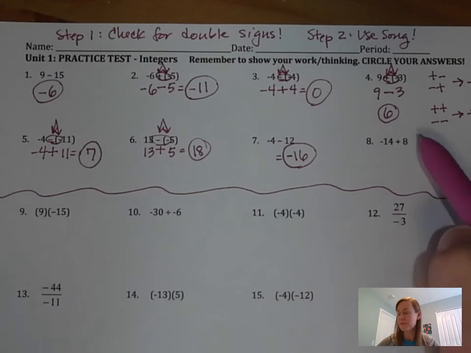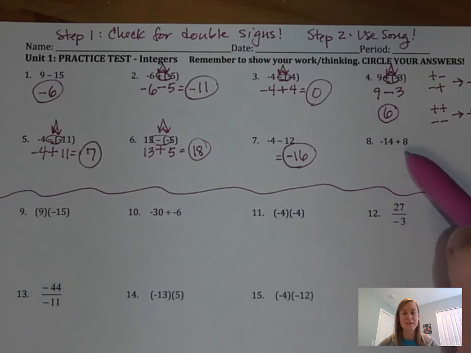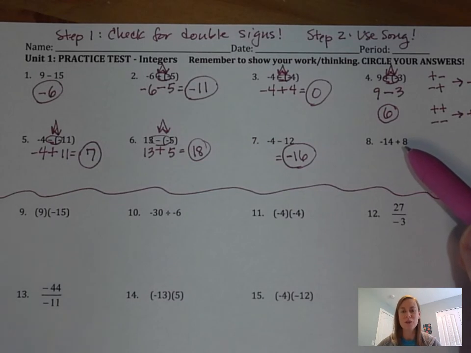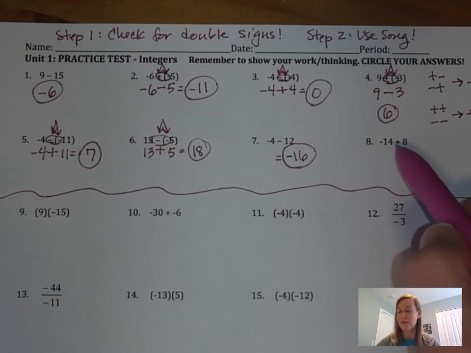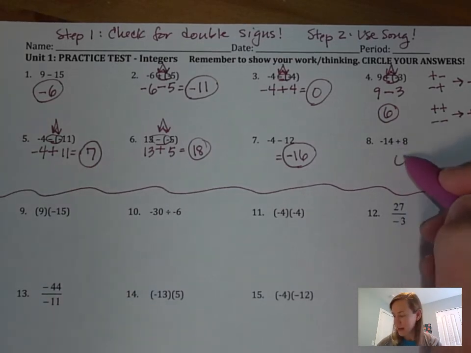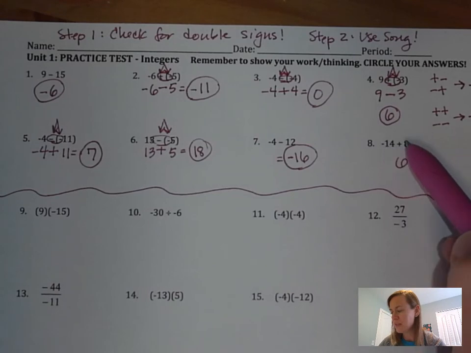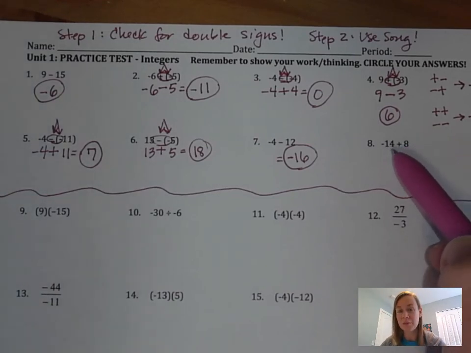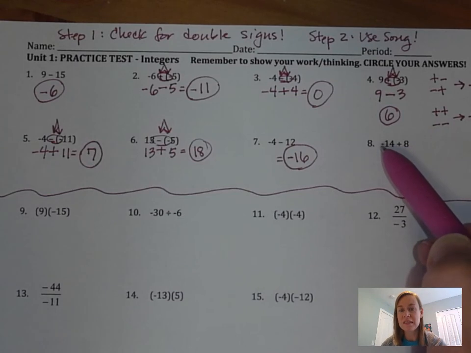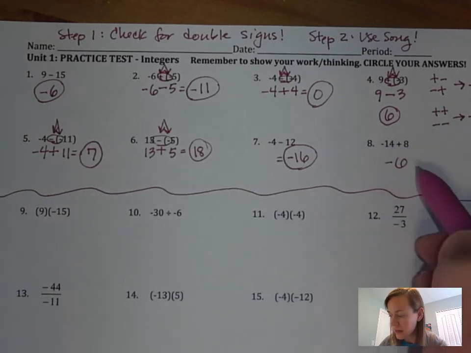Okay, one more problem. Negative 14 plus 8. Same signs or different signs? Different signs. What do different signs do? Different signs subtract. Okay, so we got to subtract them. What's 14 minus 8? We get 6. Great. Now let's think positive or negative. We've got to take the sign of the larger number. So is 14 bigger or is 8 bigger? That's right, 14 is the bigger number. And the sign in front of 14 is a negative. So we're just going to put that negative right there on the answer.